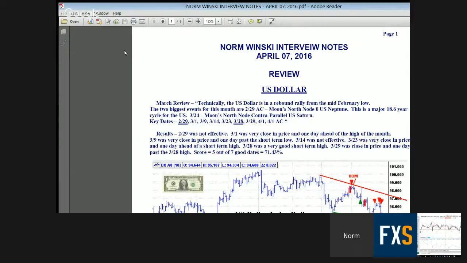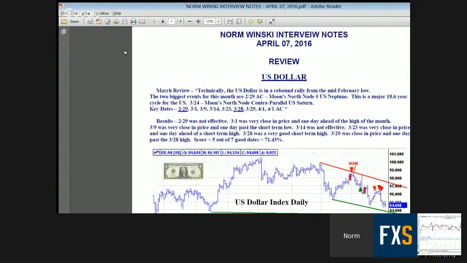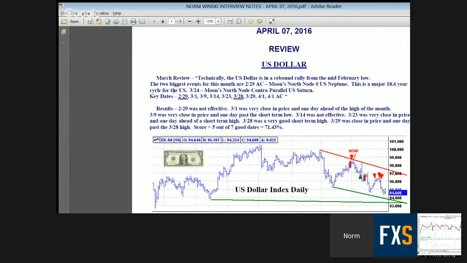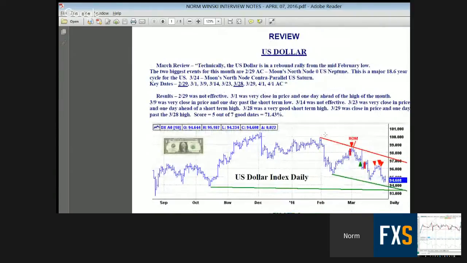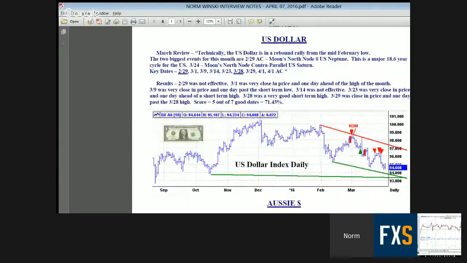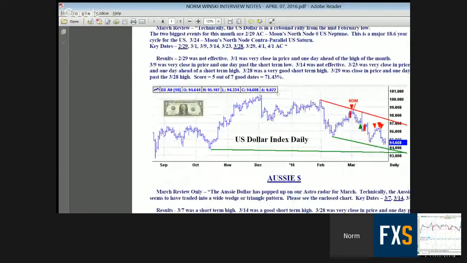Here's a quick review of last month on the foreign currency front. We had the U.S. dollar. Here are the dates I had for last month, and then I marked them on the chart here. This is the U.S. dollar index, and we hit 5 out of 7 for 71.43%. You can see how it's marked on the chart here. HOM, there's the high of the month. I think it was off one day on the high of the month. And we had these others, I marked them on the chart there, and so forth.